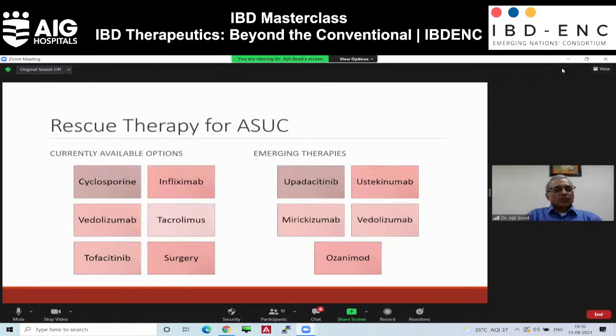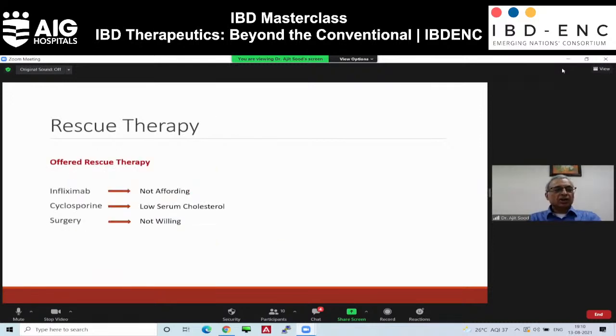But in this lady, if we go through the medicines available, you're right that we can offer her cyclosporin or biologics, and among the biologics, Infliximab is likely to be the most effective. We have other choices. Now, we offered her Infliximab. The cost was a factor, and she said that she can't afford Infliximab. She had low serum cholesterol and she was C. diff positive. We were not very sure about the safety of cyclosporin in the presence of C. diff, and it has limited availability. She was not willing for surgery.